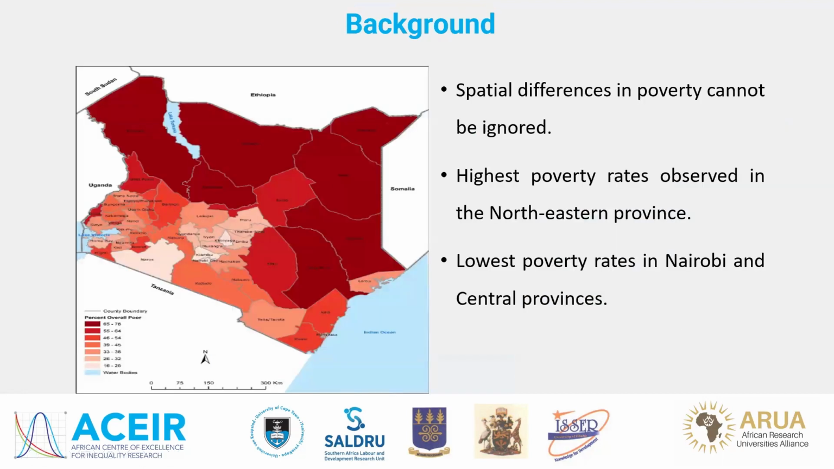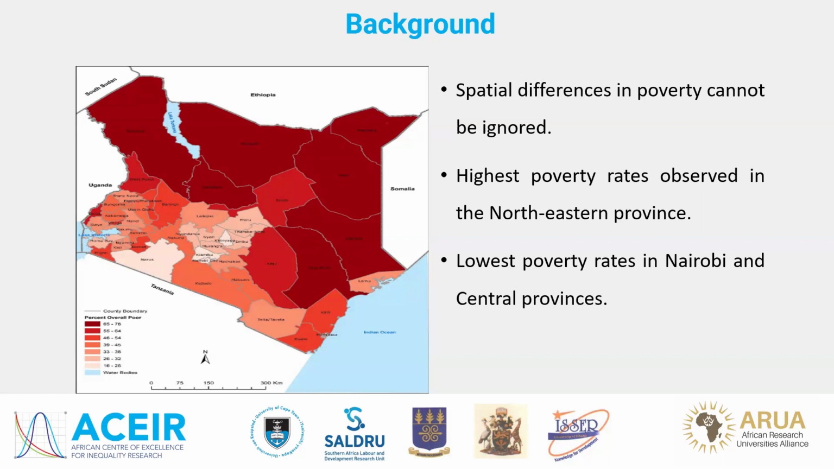But the other aspect of poverty that cannot be ignored is the spatial differences in poverty. As much as we have the 38.6% poverty for Kenya, there are some areas which are highly disadvantaged in terms of poverty compared to others. If you look at the map, towards the north and the northeast, we have very high poverty rates. These are areas which are classified mostly as arid and semi-arid lands, and so their livelihood mostly comes from pastoralism and the like.